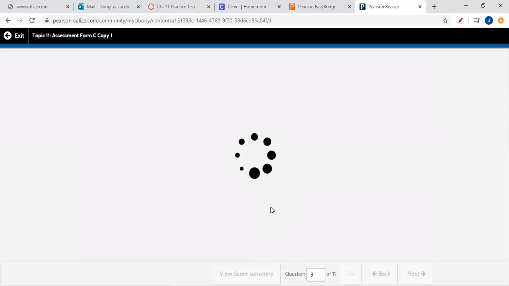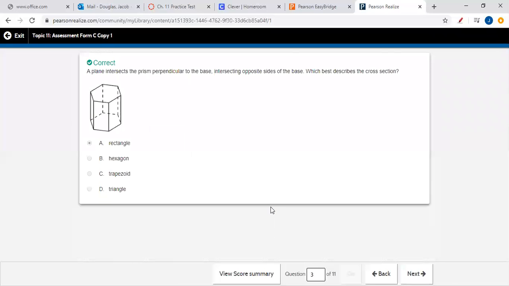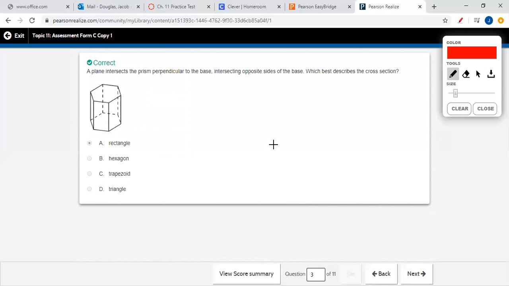And then number 3 says, a plane intersects the prism perpendicular to the base, intersecting opposite sides of the base. Which best describes the cross section? So in this one, we have to be careful. Remember, there were 2 words that we have seen multiple times throughout this year, perpendicular and parallel. Well, if your base is up here, I'm going to highlight this. This is your base, or the top base at least. And of course, this would be your bottom base down here. So those are your bases.